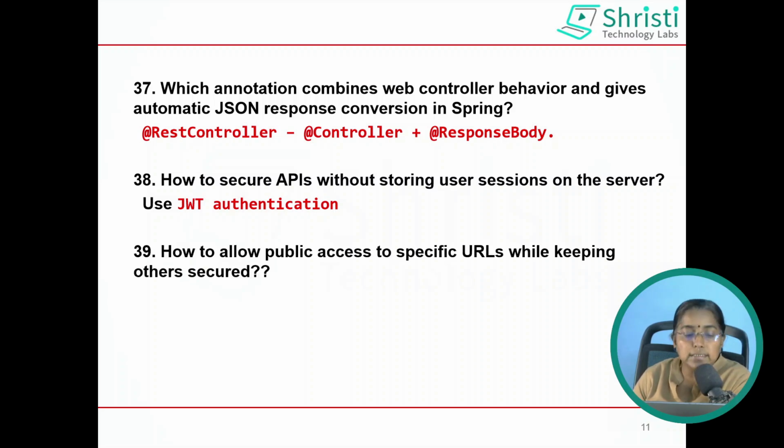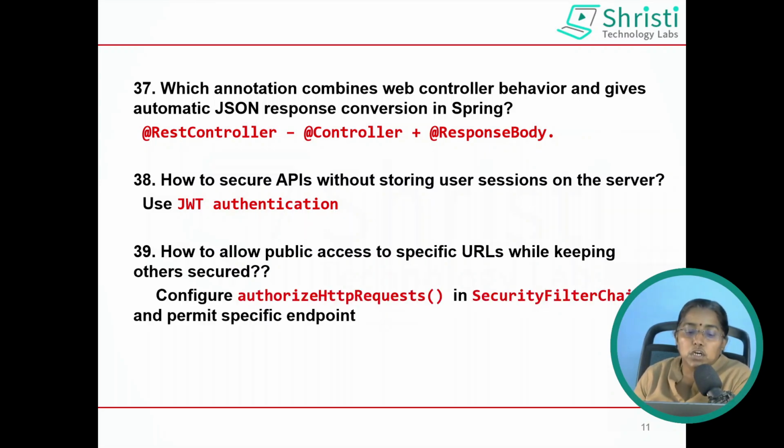Next question. How to allow public access to specific URLs while keeping others secured? Any guess? The answer is configure HttpSecurity in the security filter chain and permit specific endpoints. As in authorizeHttpRequests, use requestMatchers to identify the REST endpoints and use permitAll to permit them.